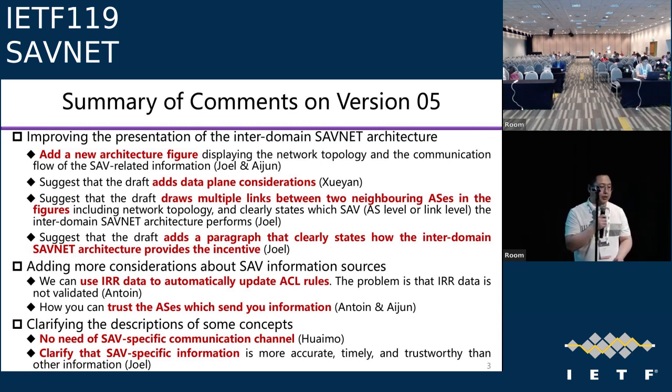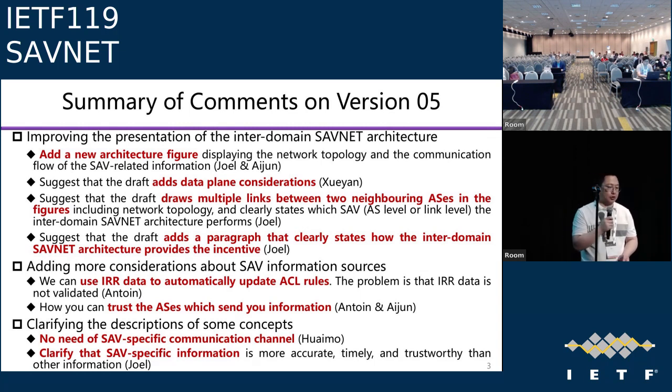Xueyan suggested that the draft should add data plane considerations. And Zhou also suggested that the draft should draw multiple links between neighboring ASes in the figure, including network topology, and state which cell the inter-domain SAVNET architecture performs. And the draft should add a paragraph that states how the inter-domain SAVNET architecture provides incentive.